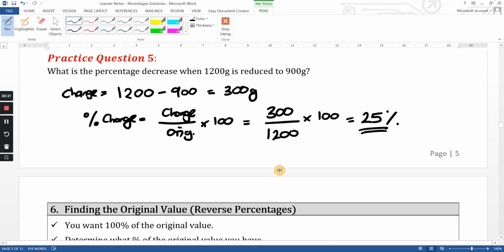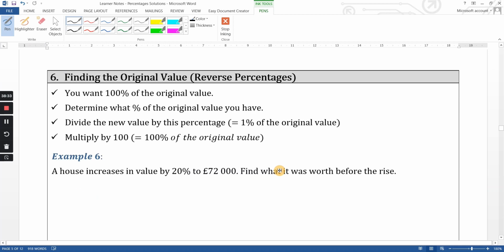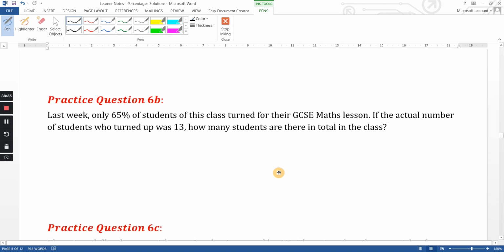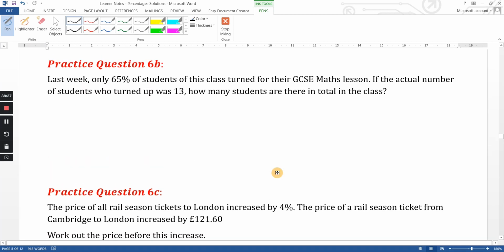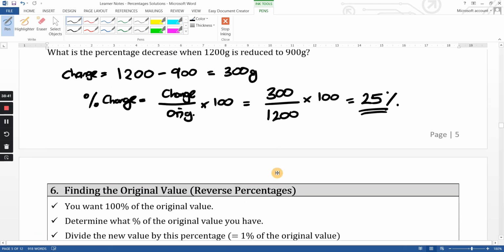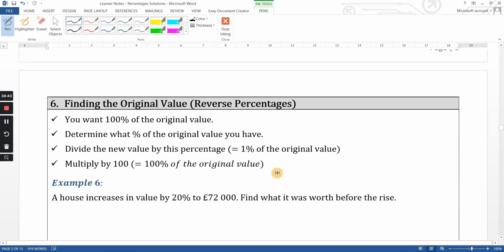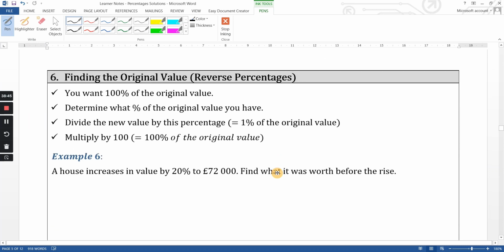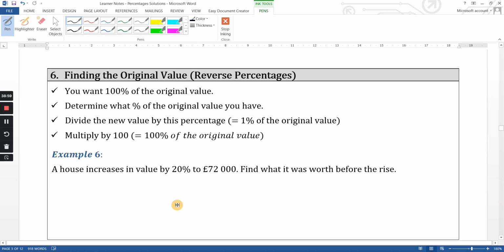Very good. Let's move on to the last section, I believe. Let me just double check. Yeah, and then I'll get you guys to practice with the extension questions. Obviously, it's going to be different for whether you're doing GCSE or Functional Skills Level 2 for the extension questions. Let's do this last example, and then I'll get you guys to practice in a minute.